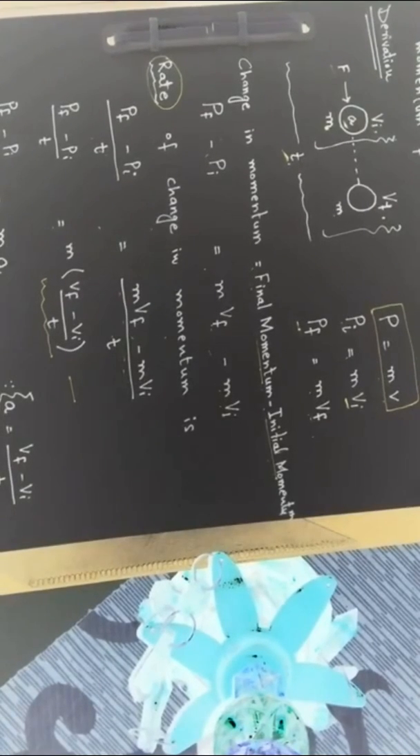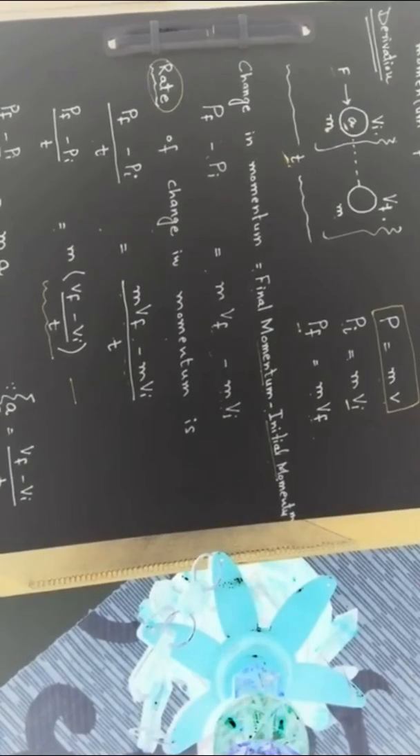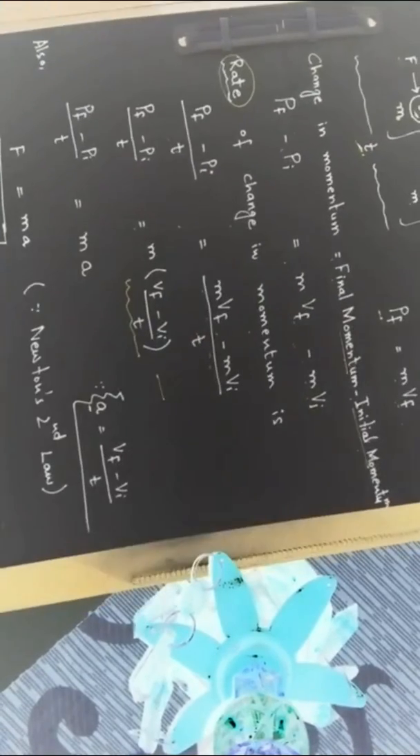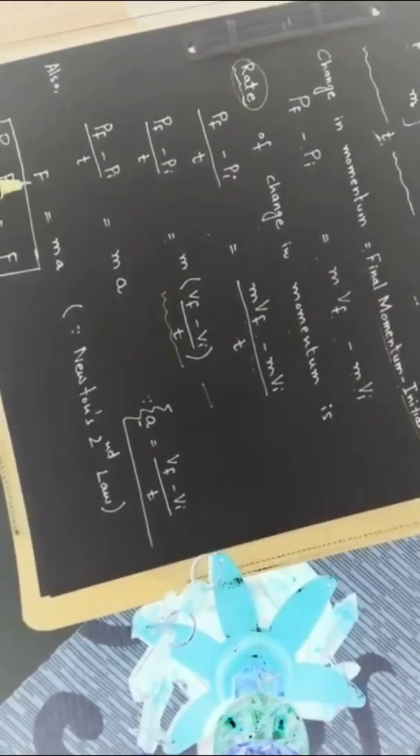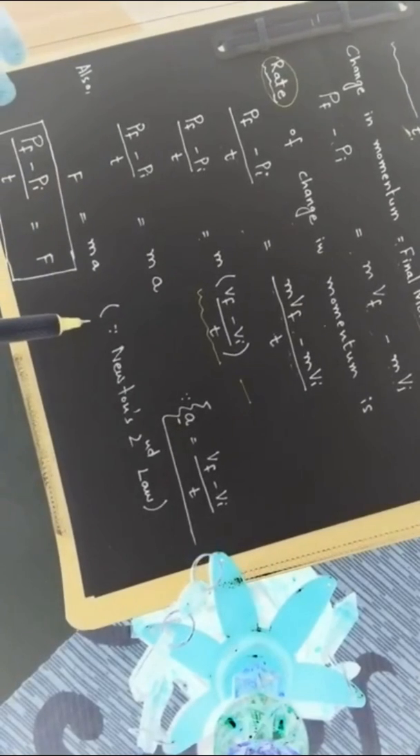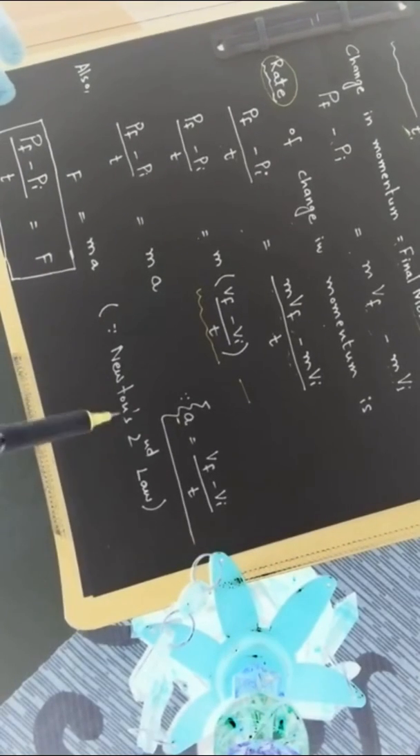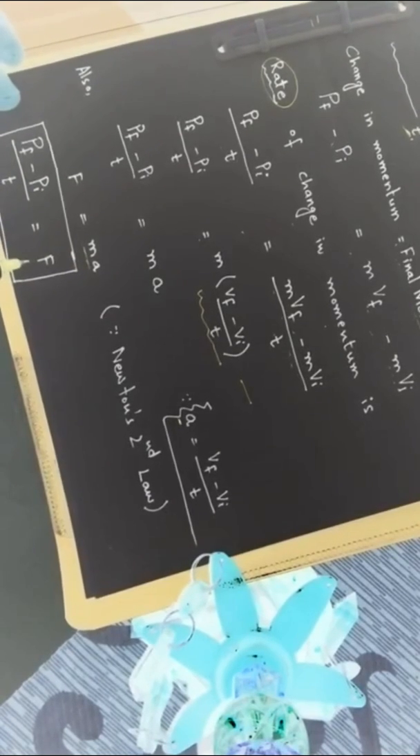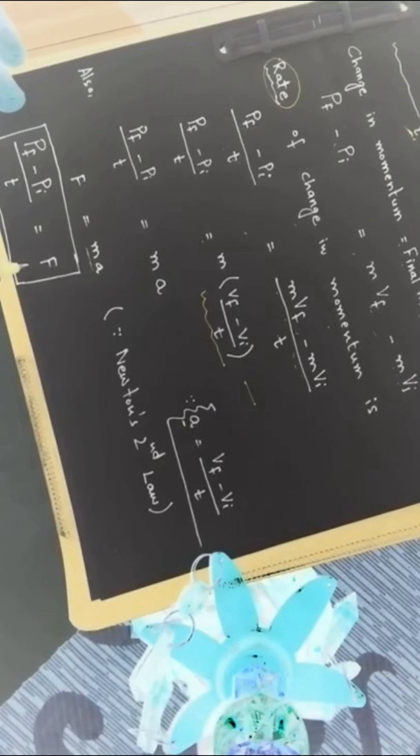ma. Also we know that F equals ma. That is Newton's second law of motion, which is the mathematical form of Newton's second law of motion. Hence, by putting the value of ma, we get (Pf minus Pi) over t equals F, which is the required result. Hence, we can say that rate of change of momentum is equal to applied force.